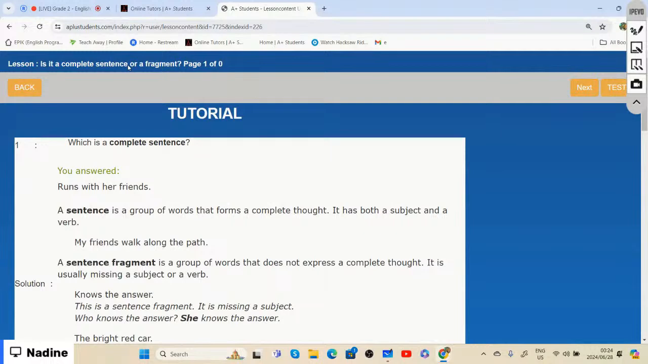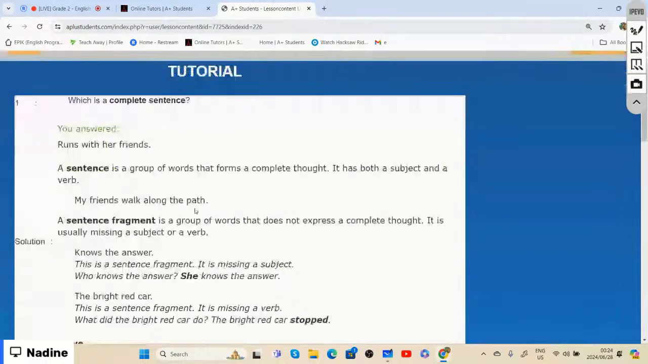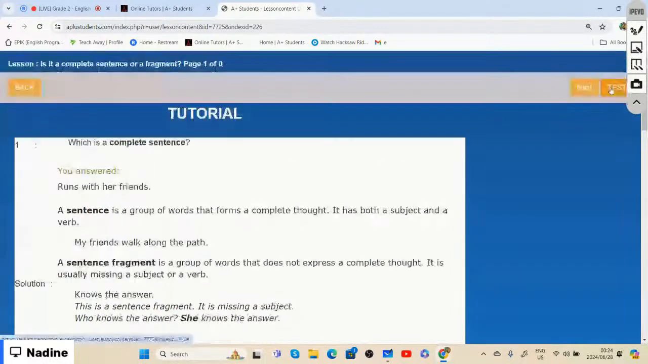All right, so once again, we see the sentence is a group of words that forms a complete thought and it has both a subject and a verb, right? And then we see the sentence fragment is either missing a subject or it's missing a verb and it does not express a complete thought. All right, so now let's go to our test.